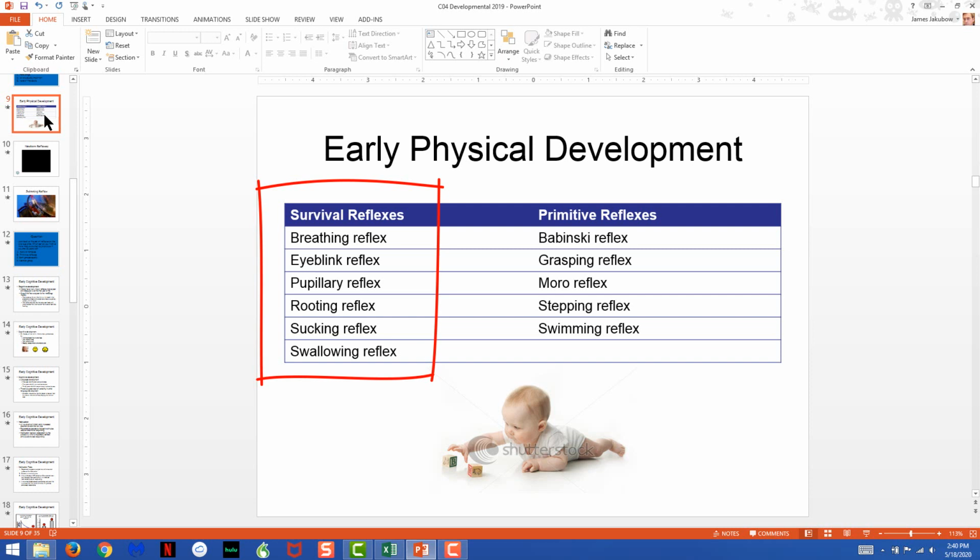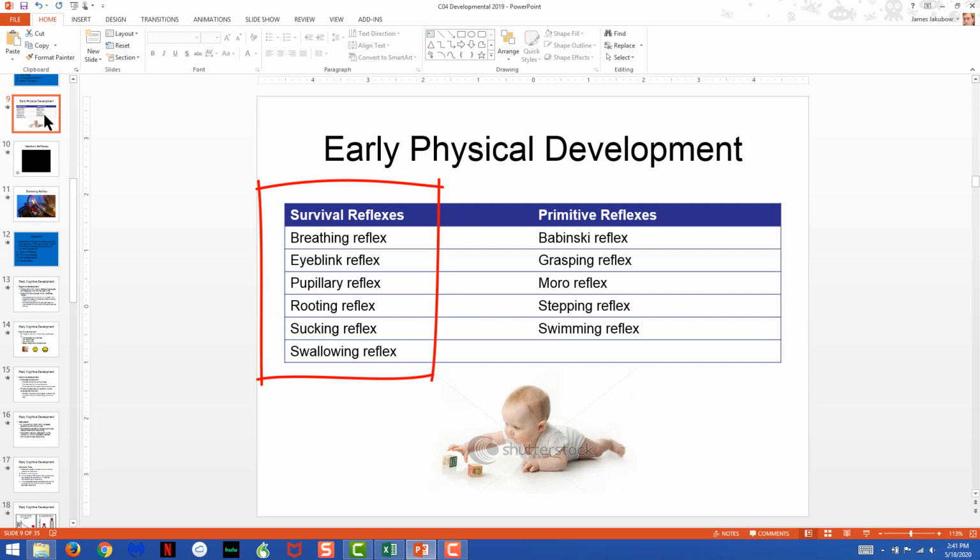This is probably something you've done in a biology class back in middle school, which is to shine a little bit of light into another person's eye to watch how their pupil constricts. And then when you take the light away, their pupil will dilate to let in more light.